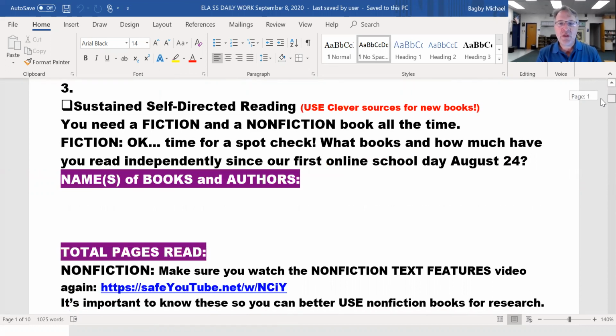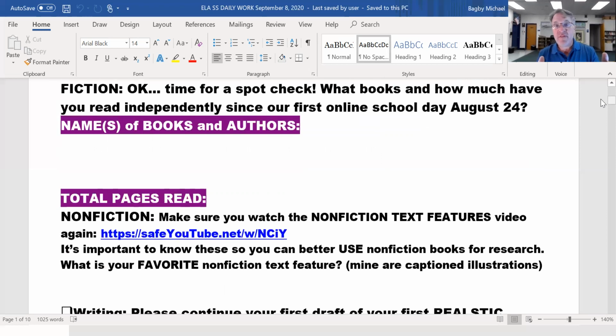You need a fiction and nonfiction book? Yes, you do. And today it's time for a spot check. So what books and how much have you read independently since our first online school day, August 24th? Write down the names of the books and the authors that you've read so far. Or if it's just one big thick one, let me know that too, because there's nothing wrong with reading one massive book. It's going to take you a while to read.